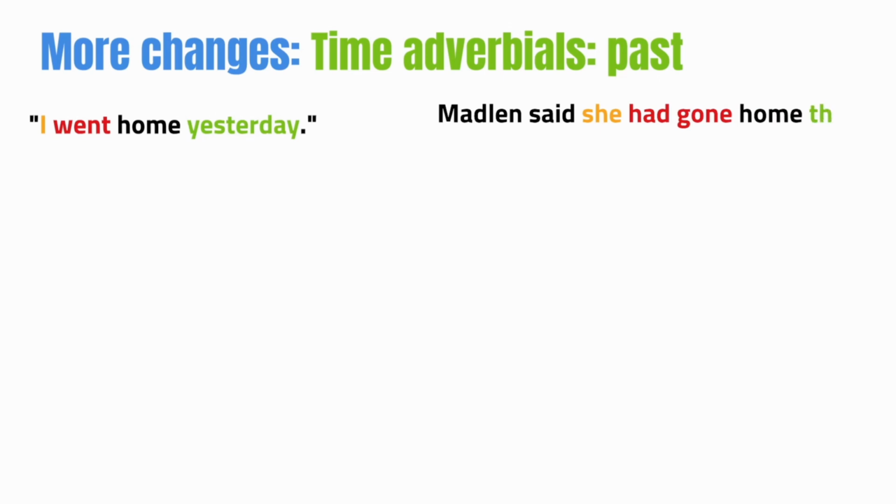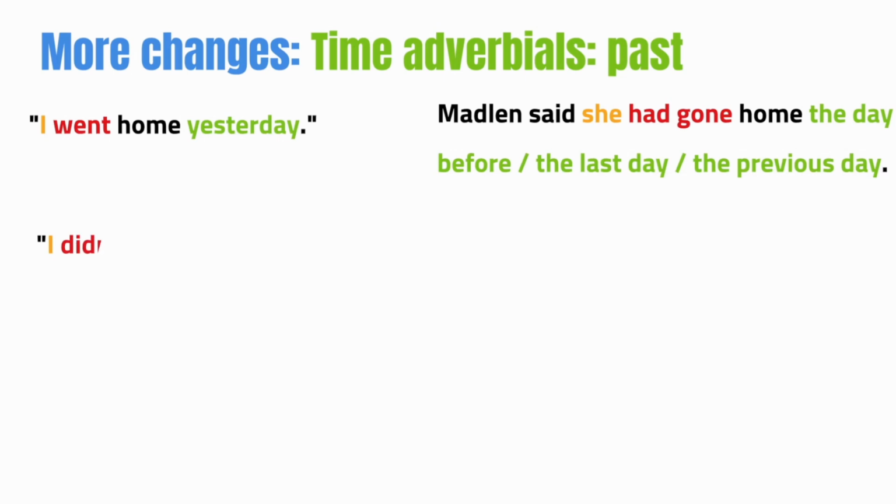Madeleine said she had gone home the day before. You can also say she had gone home the last day, the previous day. Yesterday turns into the day before, the last day, the previous day.